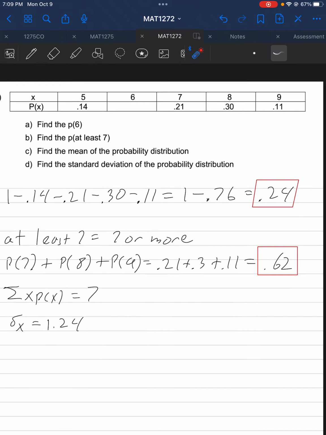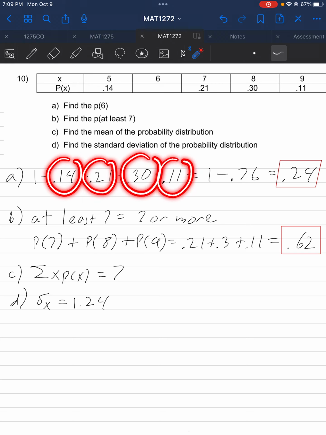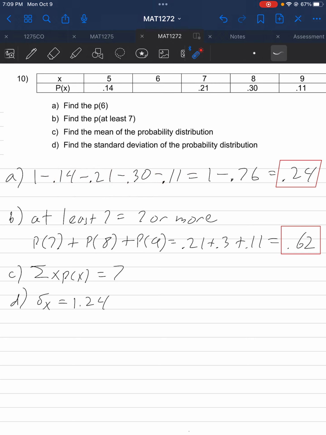So we can calculate the probability of 6 happening by taking 1 and subtracting out each of the probabilities for 5, 7, 8, and 9. 1 minus 0.76 is equal to 0.24, which means that in here should be a probability of 0.24.